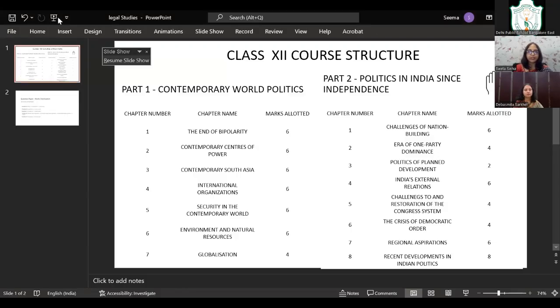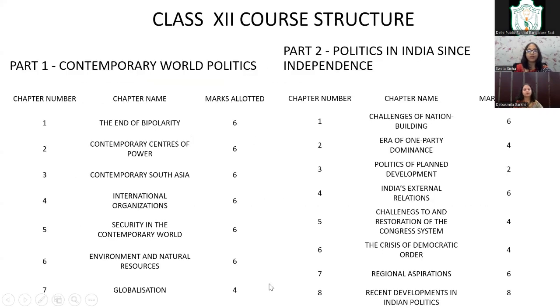As you can see on the screen, part 1 consists of book number 1, which is Contemporary World Politics. There are 7 chapters in total. Marks distributed for all the chapters is 6, except for the last chapter, which is Globalization. It carries 4 marks.